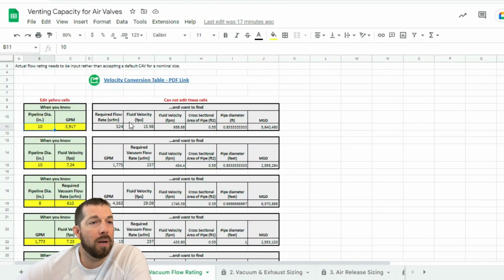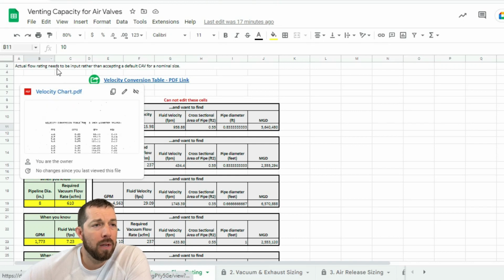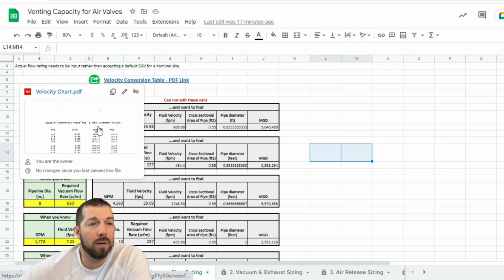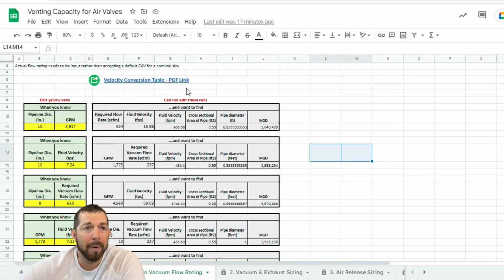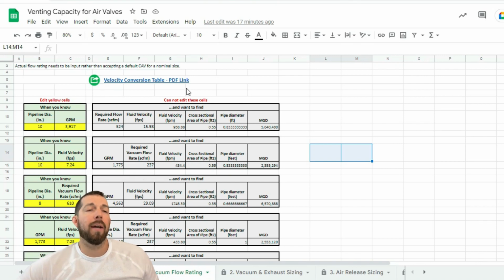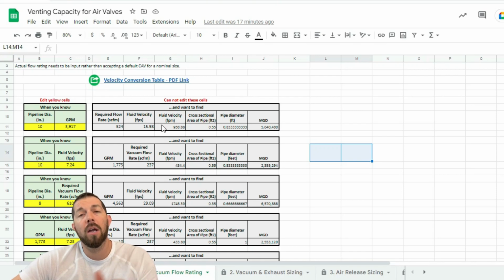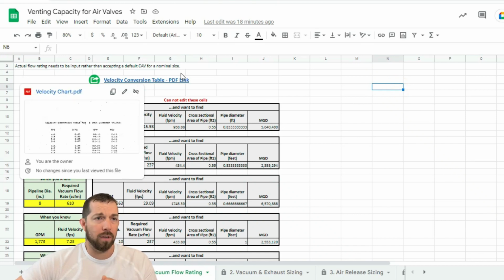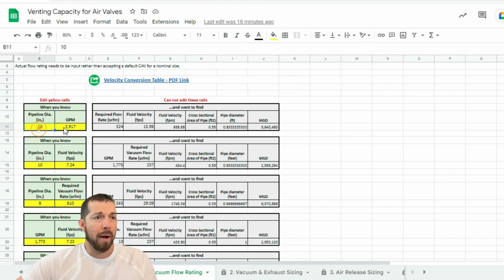Let's change some numbers around. On the left-hand side here, actually, I'm going to start off first here. This velocity conversion table is available within this Google Sheet, and I will also link down below in the description a link to this Google Sheet so you can get into this. But the velocity chart, we'll get into this here in a second, and I'm going to put a number together for you. So let's do a little example.